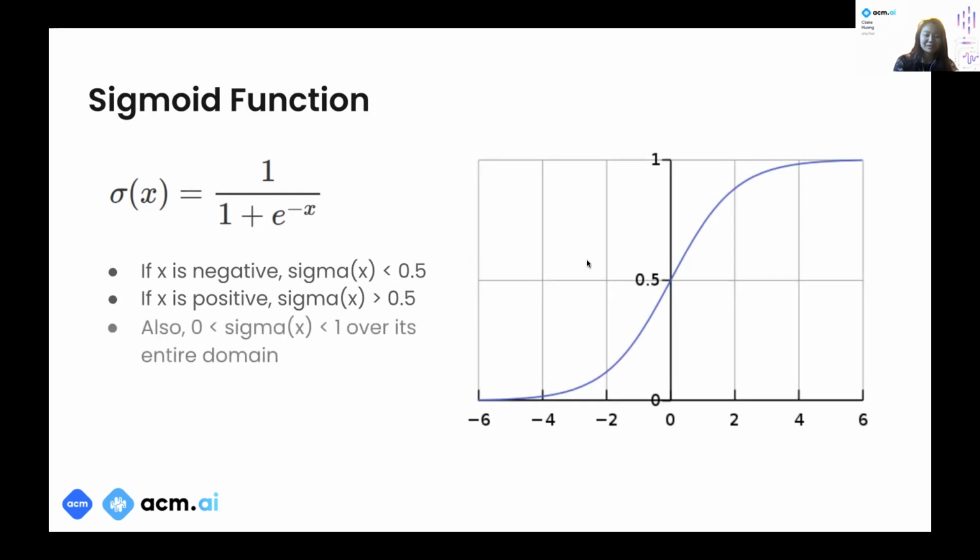Now, why does this matter? Because sigma of x only goes from 0 to 1. Probability also goes from 0 to 1, which means that if x is negative, the return value will be less than 0.5, meaning that it's less likely. On the other hand, if x is positive or even really big, then it trends closer to 1. So this makes the sigmoid function pretty ideal for modeling a probability distribution.